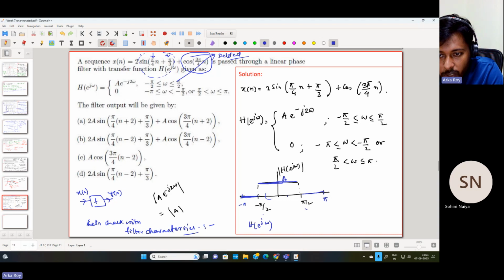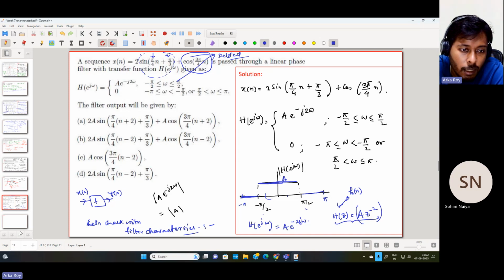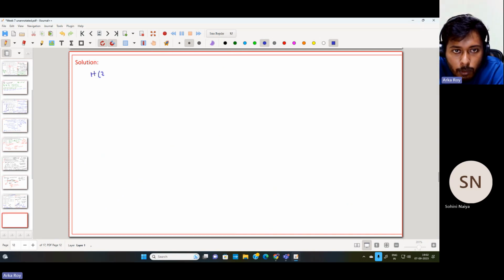So we need to see that H of e to the power j omega is A e to the power minus j 2 omega, and let me just write it in the z domain. So A z to the power minus 2. If I try to find what is h[n], then I will take convolution between h[n] and this particular component so that I can get the final output. So if I take inverse z transform, I will get h[n]. Let's start finding the inverse Z transform of H(z).